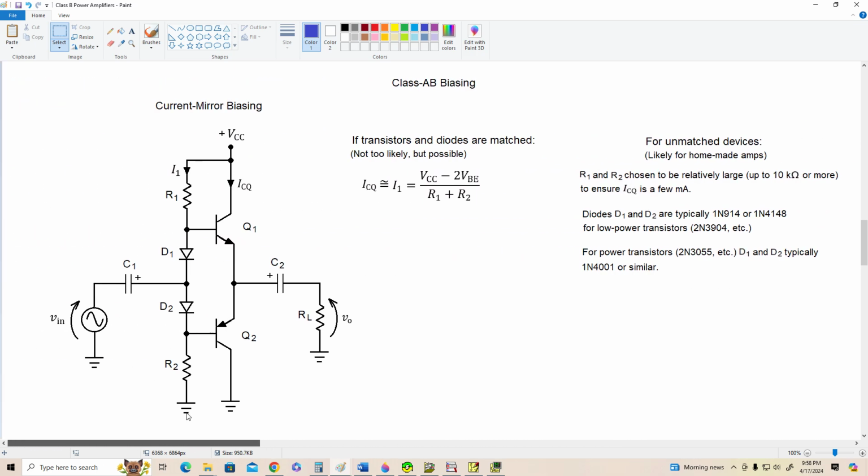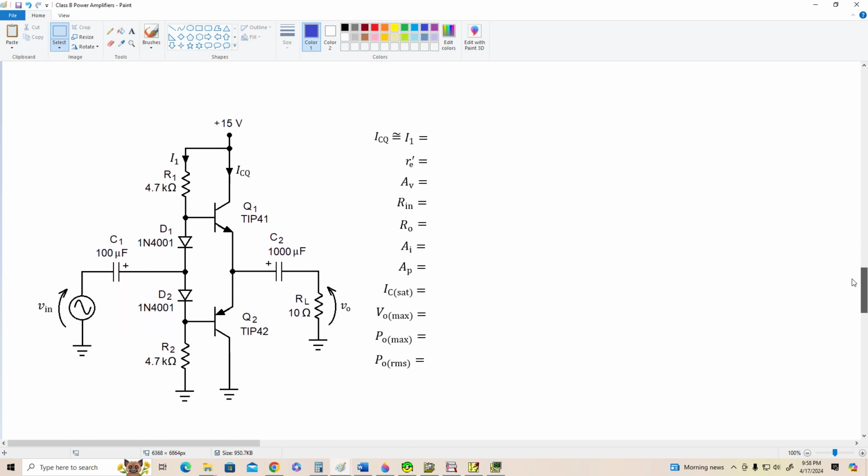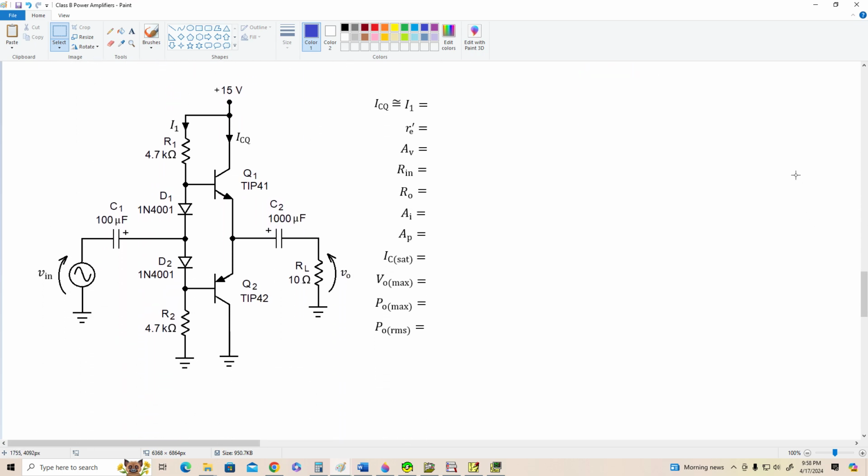Let's put this together into an actual amplifier circuit. All right, so here we've got two power transistors. TIP41 is the NPN, and a TIP42. These are complementary transistors. They're power transistors, so right off the bat, I'm going to estimate their R prime E as 0.1 ohms.